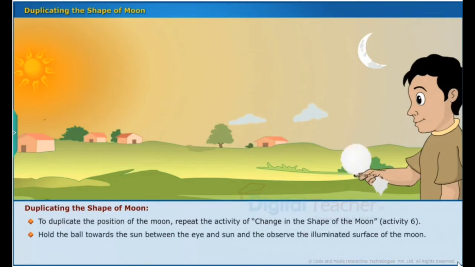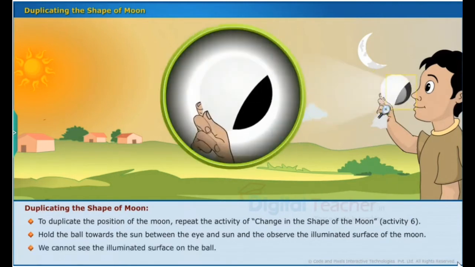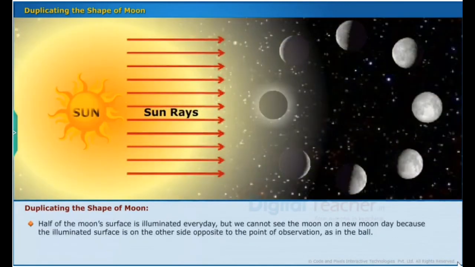Activity 6. Hold the ball towards the sun, between the eye and the sun, and observe the illuminated surface of the moon. We cannot see the illuminated surface on the ball. Half of the moon's surface is illuminated every day, but we cannot see the moon on a new moon day because the illuminated surface is on the other side, opposite to the point of observation, as in the ball.